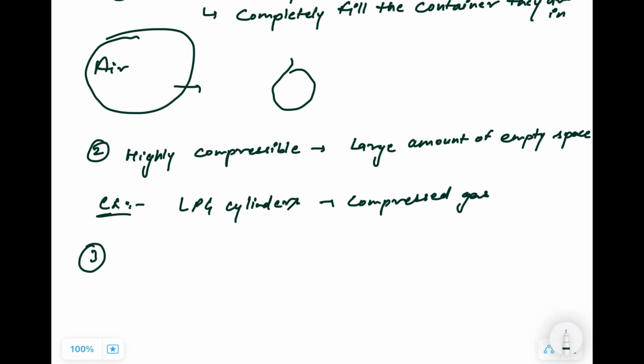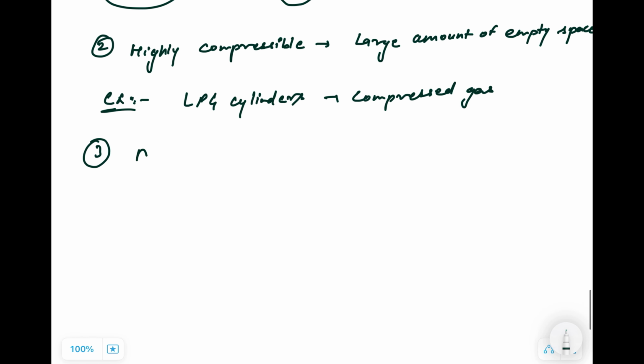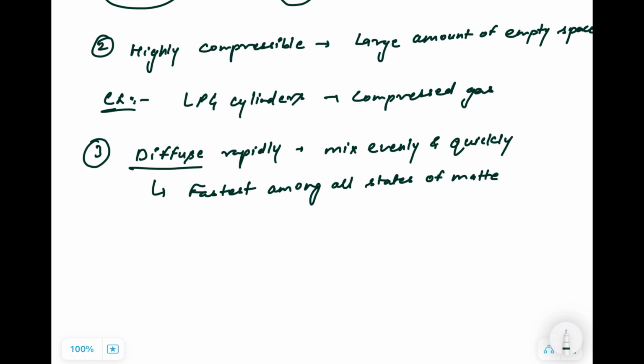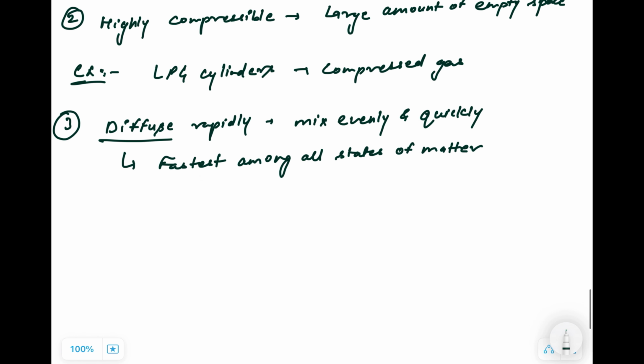And the third property of gases is that they diffuse rapidly. Gases mix evenly and quickly with other gases. This process is called diffusion. Diffusion in gases is the fastest among all states of matter. And the reason behind this is that gas particles move at high speed and they have weak intermolecular forces.